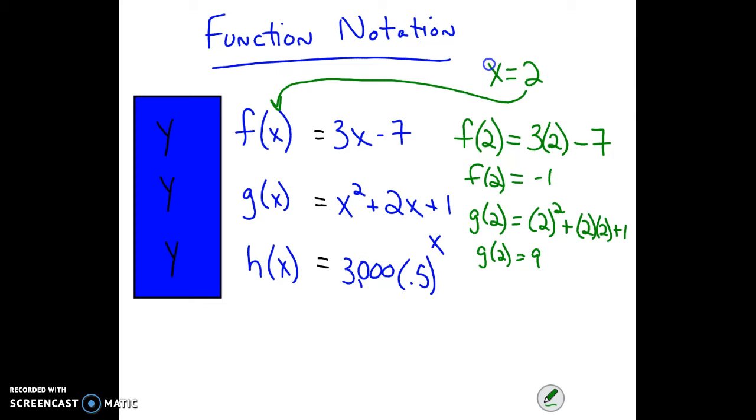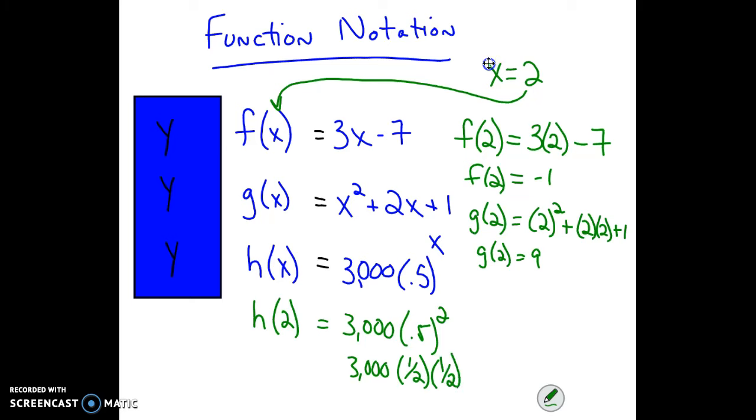And last but not least, if you want to evaluate h of x where x is 2, we'll do 3,000 times 0.5 raised to the second power. Now some of you may say, wait a minute, 0.5 raised to the second power, we're not quite there yet, but that's okay, I know you can handle it. 3,000 times 1/2 times 1/2. A half and a half, so that's a quarter. So this is really a quarter of 3,000, divided by 4, and you'd say, wait a minute, Mr. Rising, that's only 750. You're right, it is that easy. It's nothing to worry about.